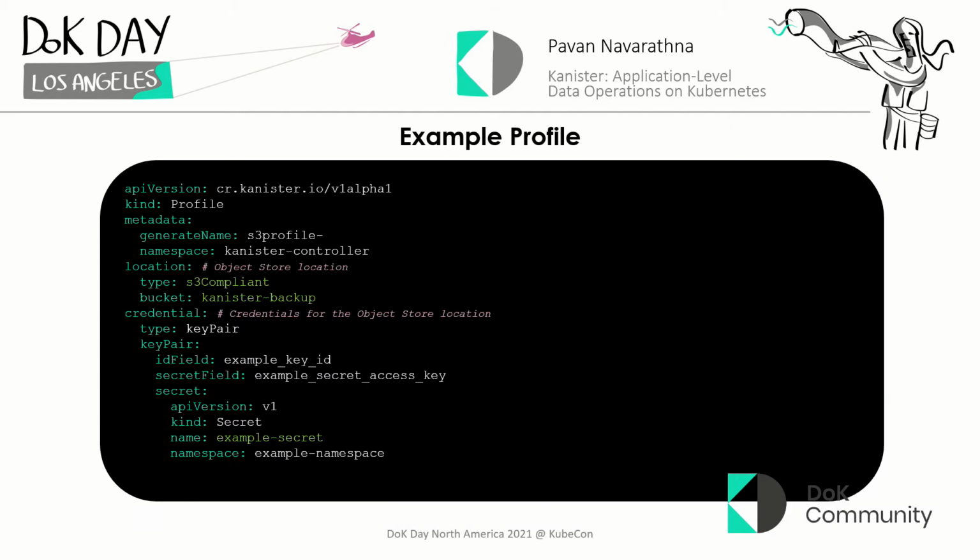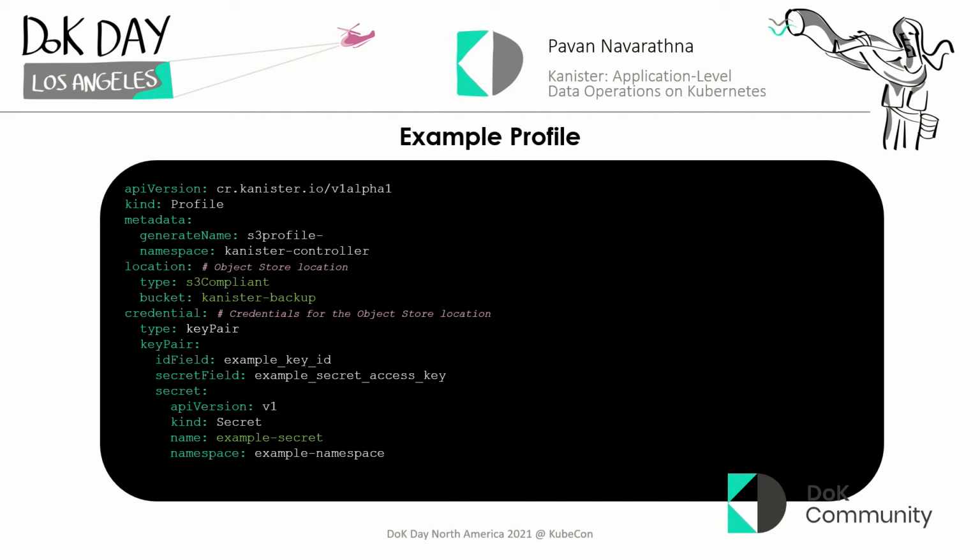Finally, we have the profile. We saw that it selects the destination, but we didn't see how it does that. So a profile contains a location that could be of S3 compliant type, or it could also be Google or Azure Blob Storage. Now here we are selecting an S3 compliant bucket called Kanister Backup, and it also has the credentials for that location.